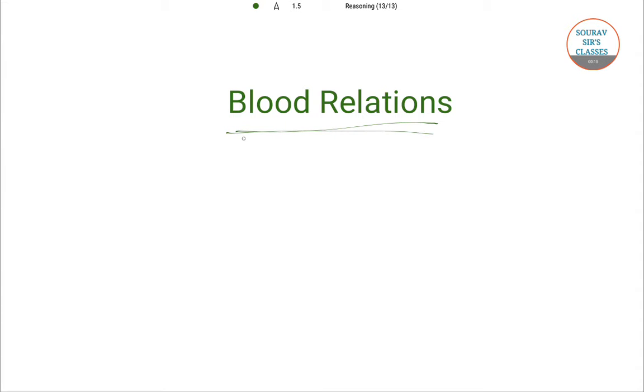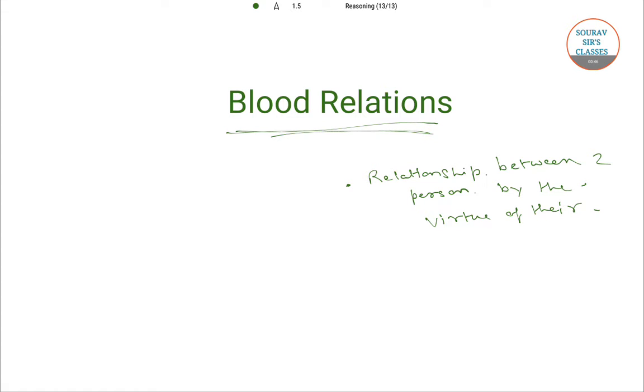Now, here by blood relation we mean the relationship between two persons by virtue of their birth, and not by adoption or any other reasons. So here the blood relations are followed on the virtue of their birth.